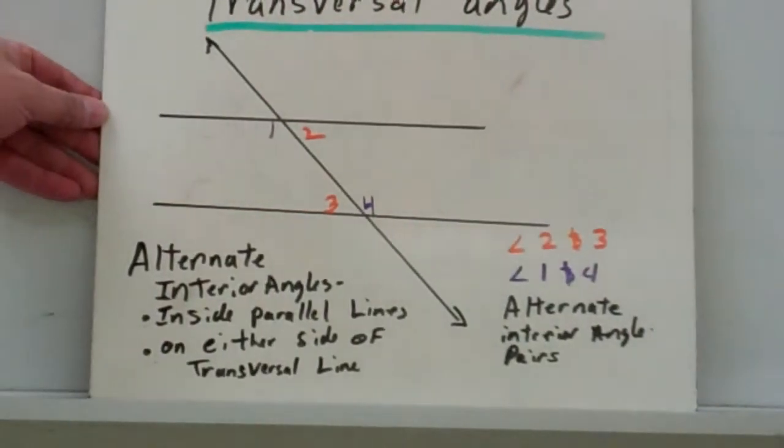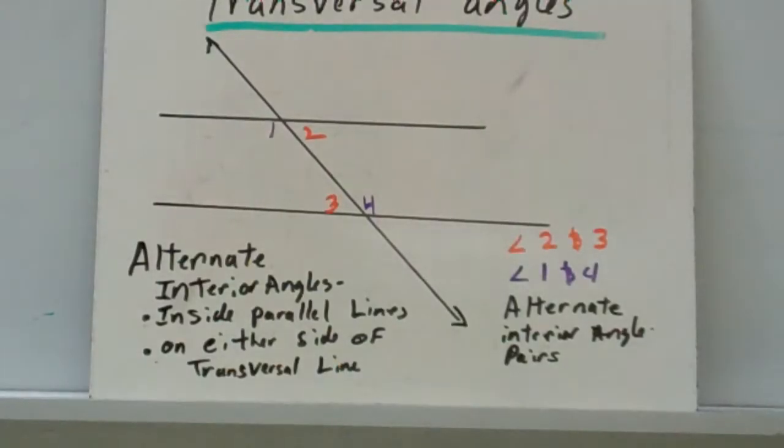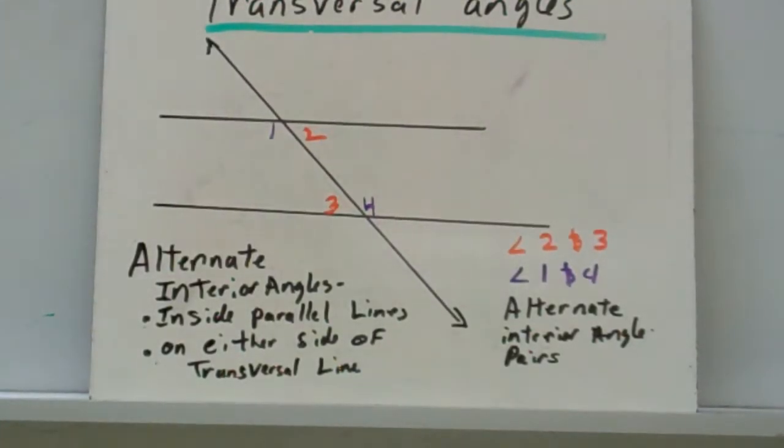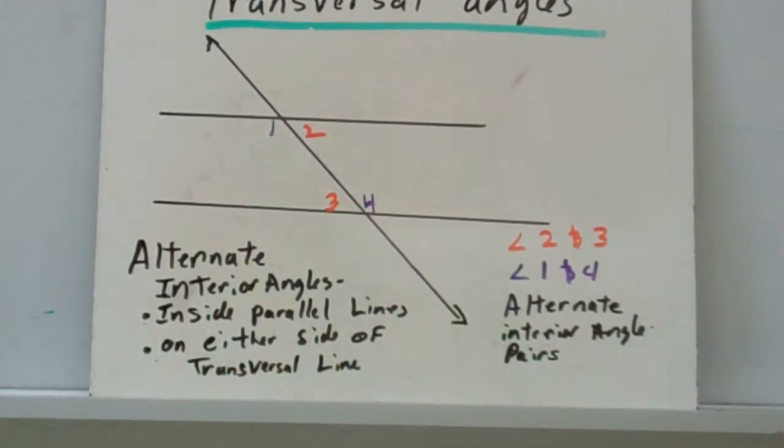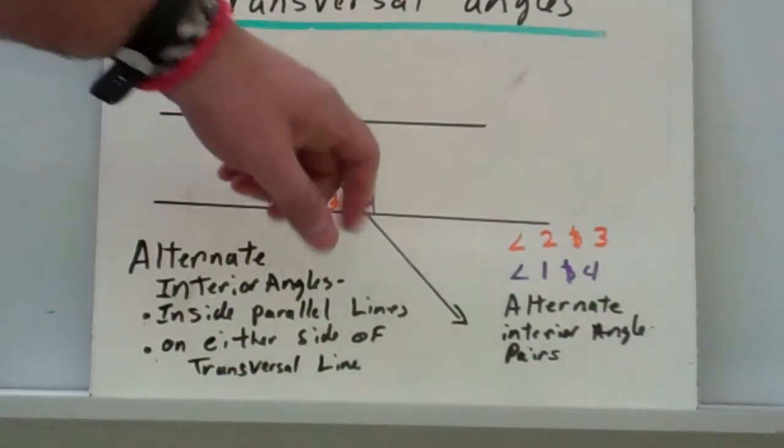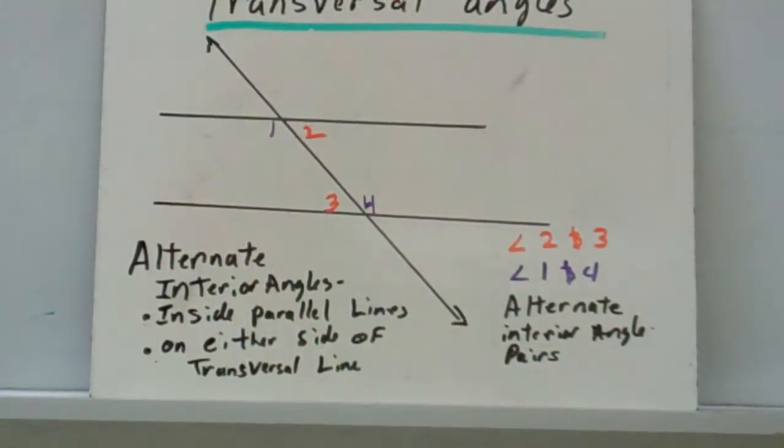Some new angles for us to work with are alternate interior angles. They alternate across the transversal, and they are on the inside, or the interior, of the two parallel lines. You can see that I have angle 1 and angle 4 in purple, and I have angle 2 and angle 3 in orange. Those are alternate interior angles.